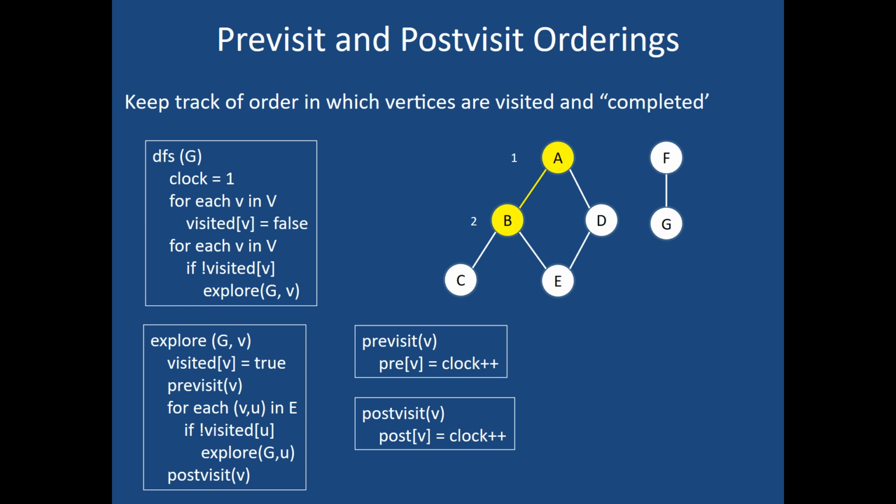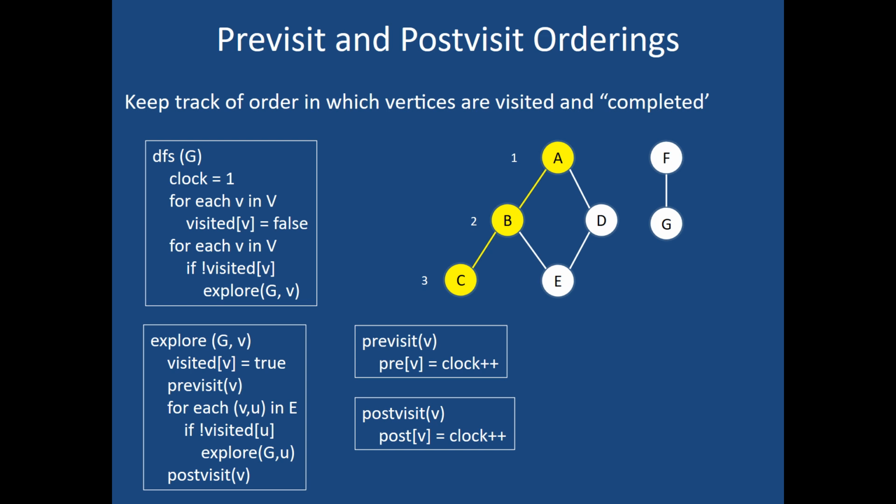Okay, now we're in explore of B, and there are 3 edges out of it. There's an edge to A, an edge to C, an edge to E. We'll consider the edge to A first, but A's already been visited, so we finish with that quickly. What'll happen next? C is unvisited, so we'll explore it. So now we're 3 levels deep in the recursion. It's marked visited, pre-visit of 3. Now it's going to consider the one edge out of it, which is to B, but that's been visited. So nothing happens.